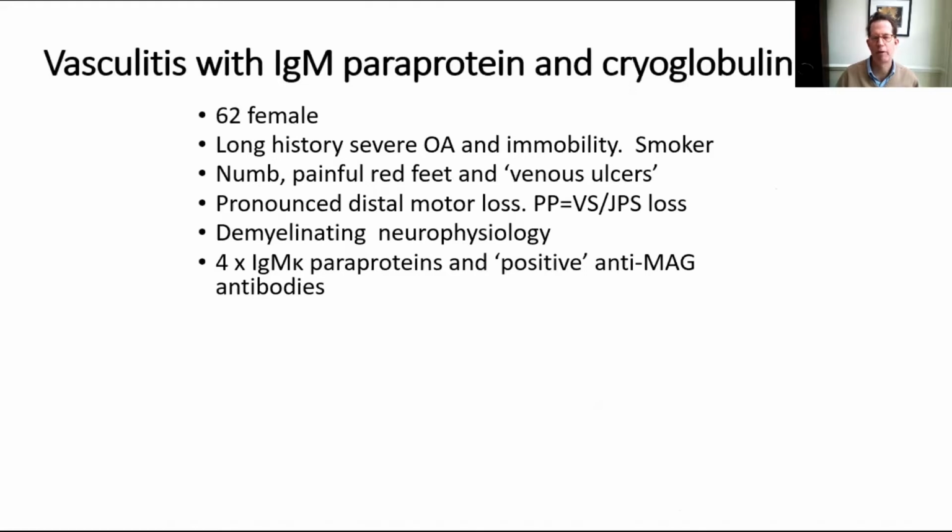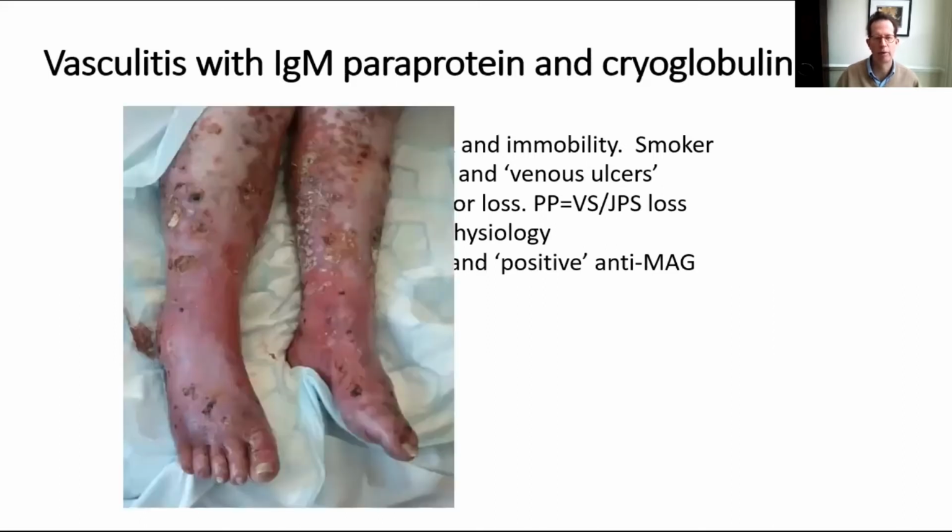Vasculitis with IgM paraprotein and cryoglobulinemias is not uncommon, and this was a 62-year-old lady who presented to me with a history of osteoarthritis and immobility, who had numb, painful red feet and venous ulcers with pronounced distal motor loss and a pinprick loss that was equal to the vibratory and joint position loss. But she was referred because she had demyelinating neurophysiology, IgM paraproteins and positive anti-MAG antibodies.